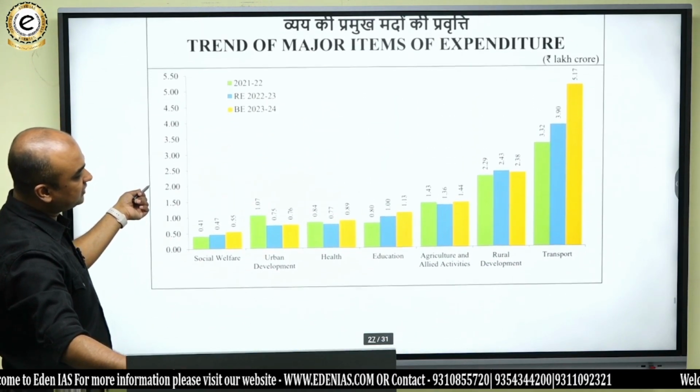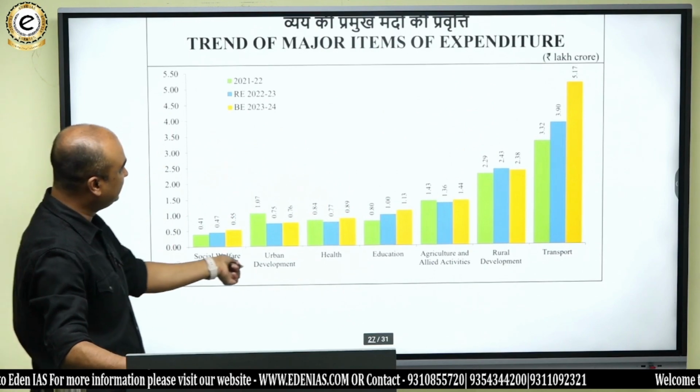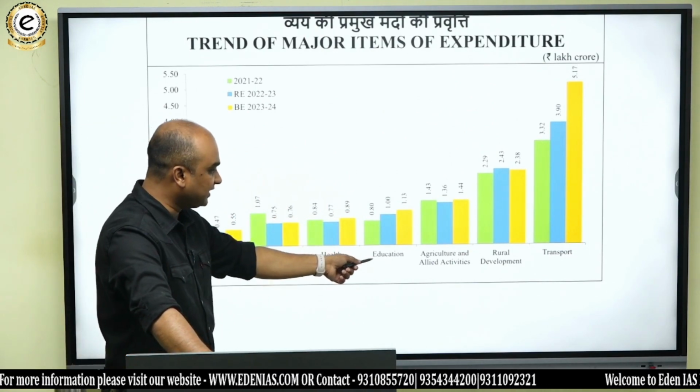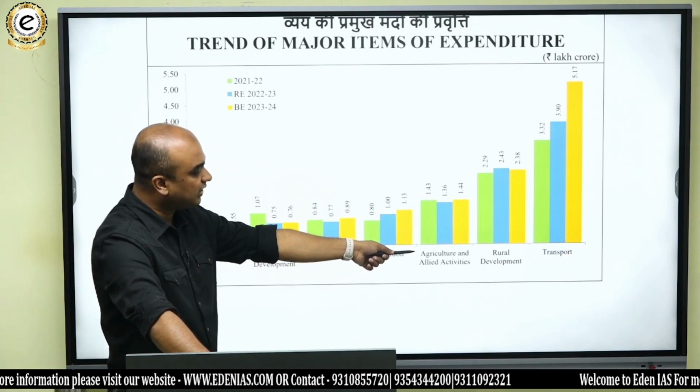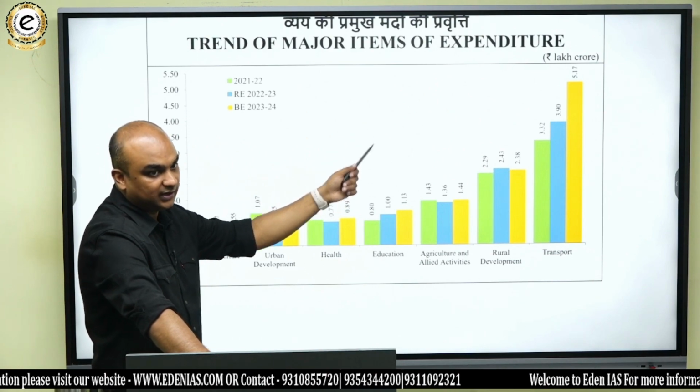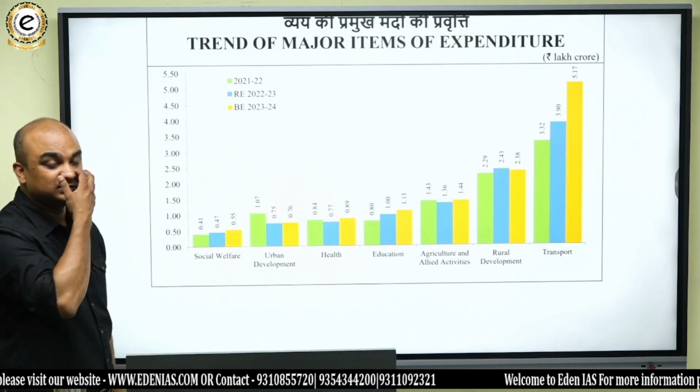आइटम्स ऑफ एक्सपेंडिचर इफ यू सी, तो वो भी आपको एक ट्रेंड बता दिया गया है कि सोशल वेलफेयर, अर्बन डेवलपमेंट, हेल्थ, एजुकेशन, एग्रीकल्चर एंड एलाइड एक्टिविटीज, रूरल डेवलपमेंट, ट्रांसपोर्ट पे इतना ज्यादा अभी खर्च हो रहा है, मोस्टली बिकॉज ऑफ द इंफ्रास्ट्रक्चर पुश.